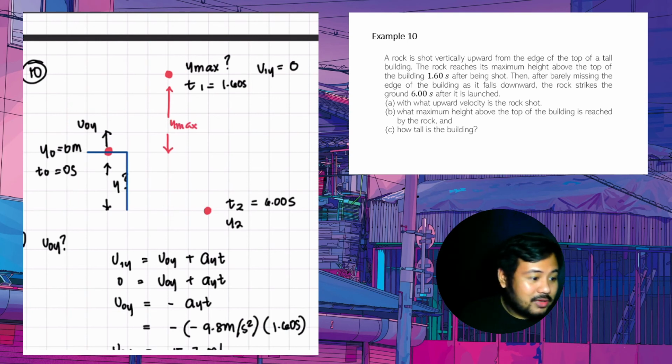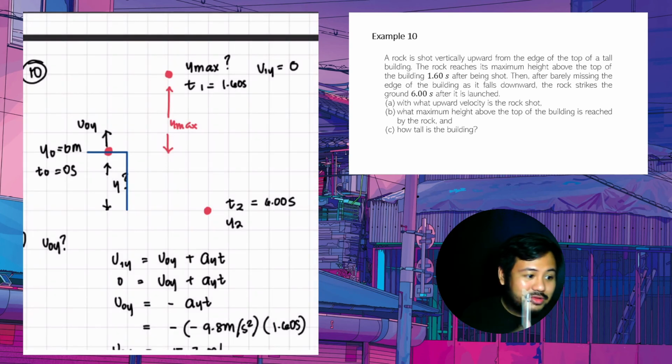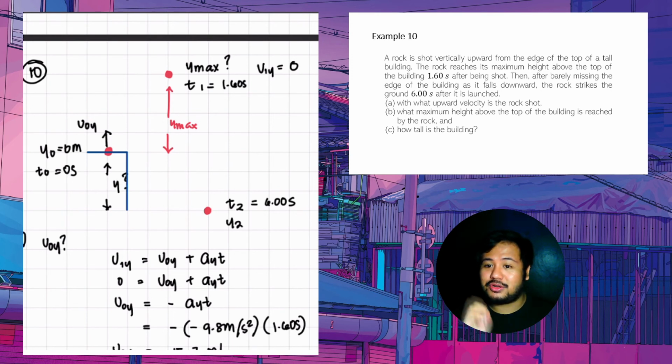Okay? Because the question, also letter B, is with respect to the height of the building. So for this one, I have point 0, point y max, and point y2. And at point y max, I have y1 also. So y max is just equal to y1.